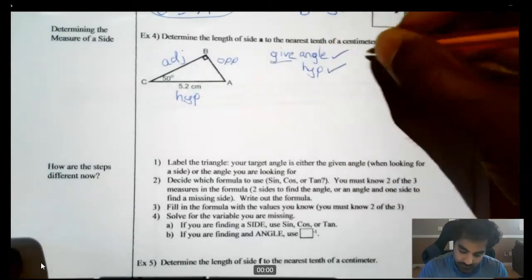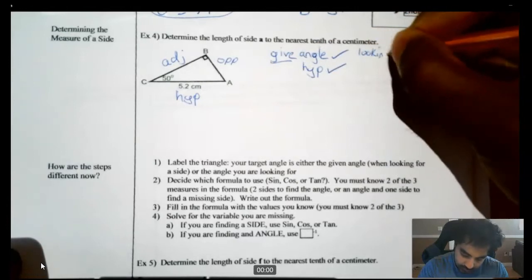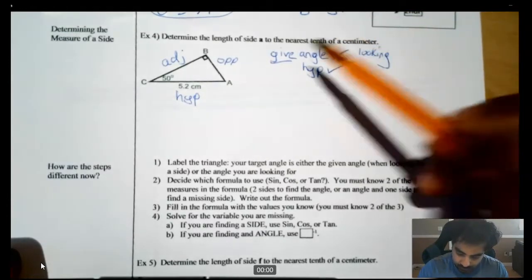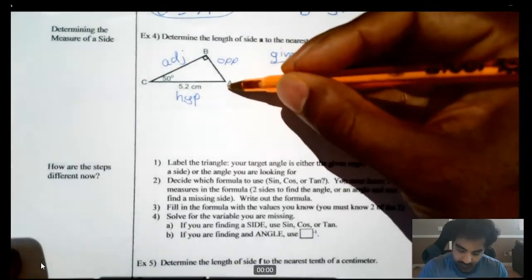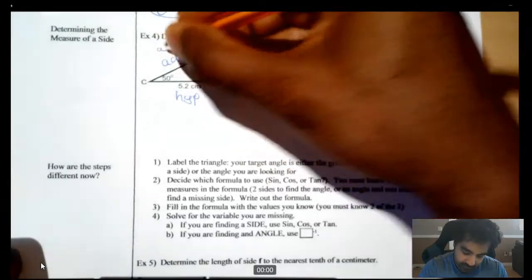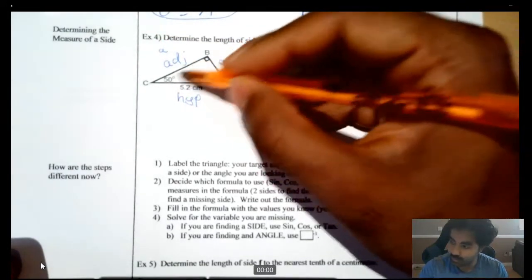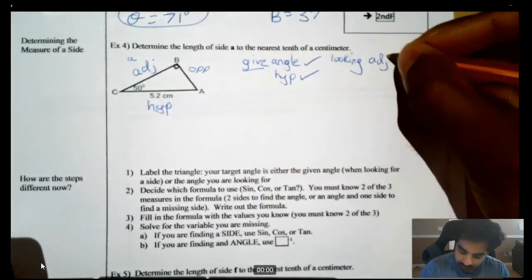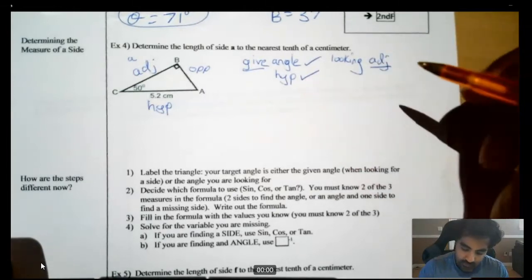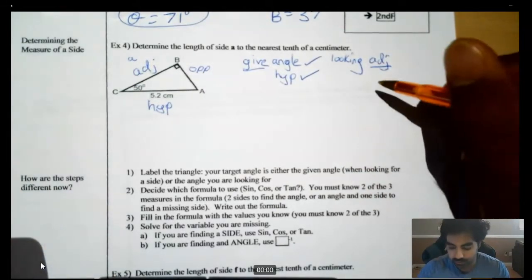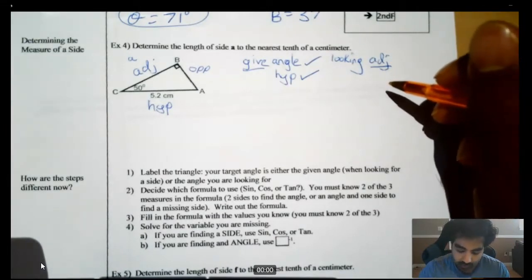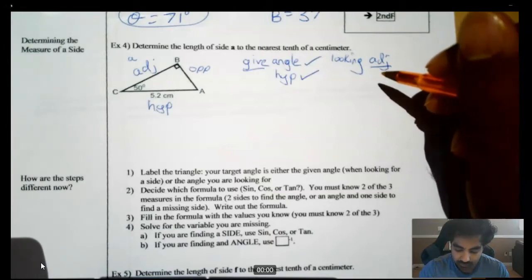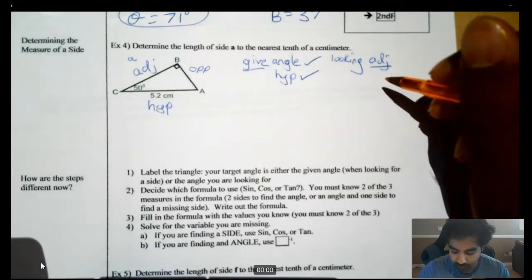So this is a given, and for what we're looking for, put down looking: side A. Remember, if this is capital letter angle A, you know this is going to be side A. So this side is the adjacent we're looking for. Now we're looking for the adjacent, and we have the hypotenuse. So what trig function talks about hypotenuse and adjacent? Remember, sine is opposite over hypotenuse, cos is adjacent over hypotenuse, and finally tan is opposite over adjacent.